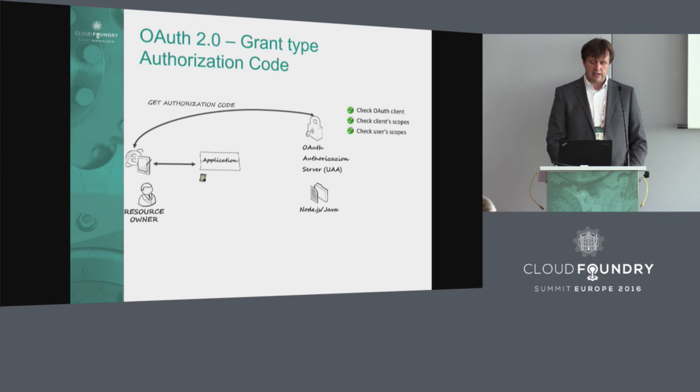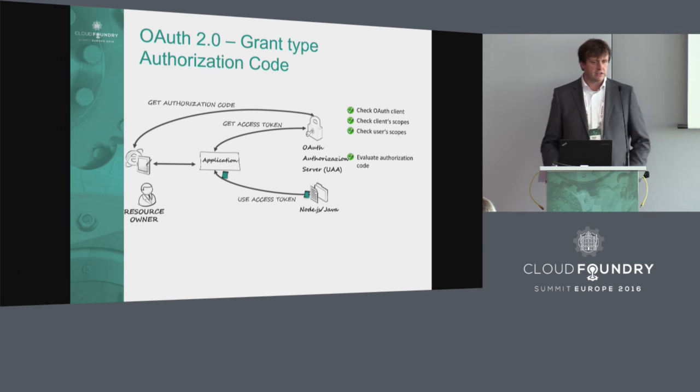So, assuming everything went fine, then the UAA is redirecting the browser to the application, and the application will now take the client ID and client secret it has registered as an OAuth client. It will talk to the UAA, and the UAA is going to issue an access token. Now the application received this access token, and this access token can then be used to access backend services by sending this access token as an HTTP header. So in our world, this is usually a Node.js or a Java application, could also be other kinds of applications.